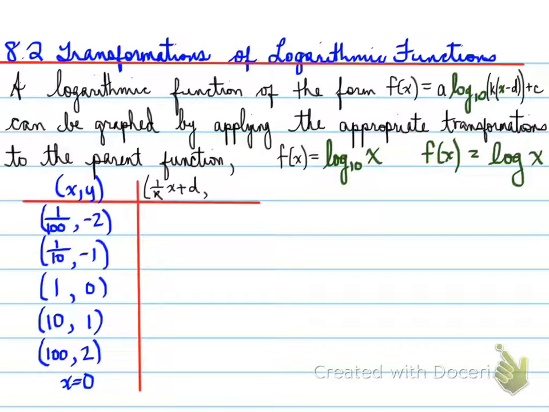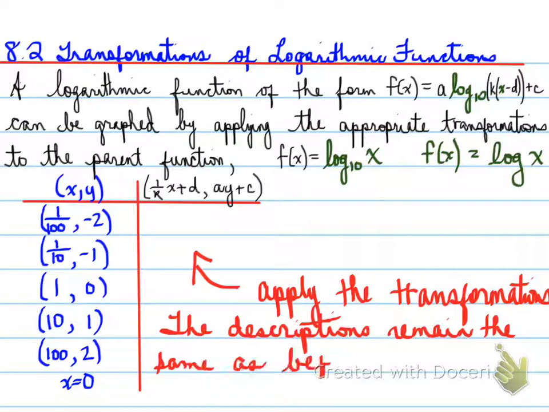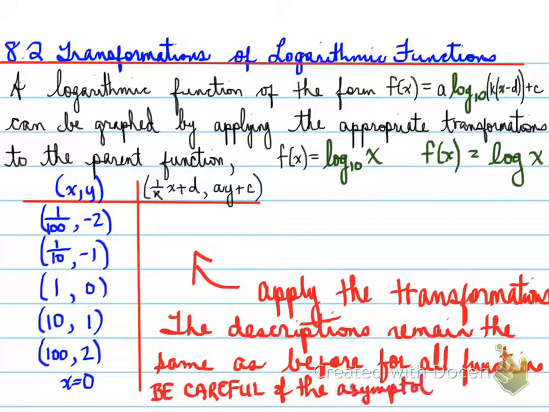And when you apply the transformations, you apply them exactly as we've done in the previous units, the exact same way with k and d. Remember that the descriptions remain the same as before for all functions. Be careful of the asymptote. That's probably the most important piece, the particular asymptote in a logarithmic function.